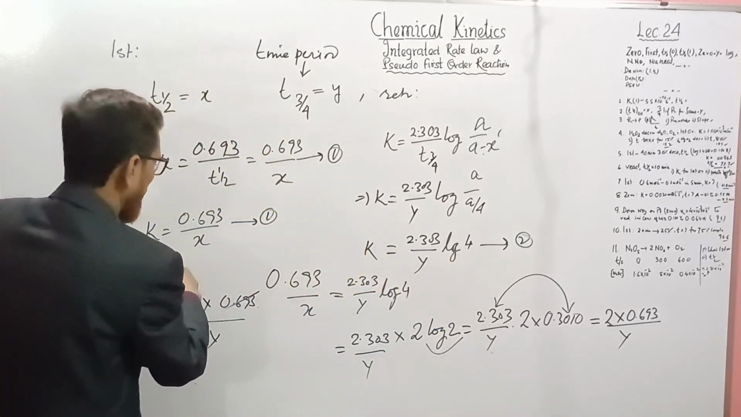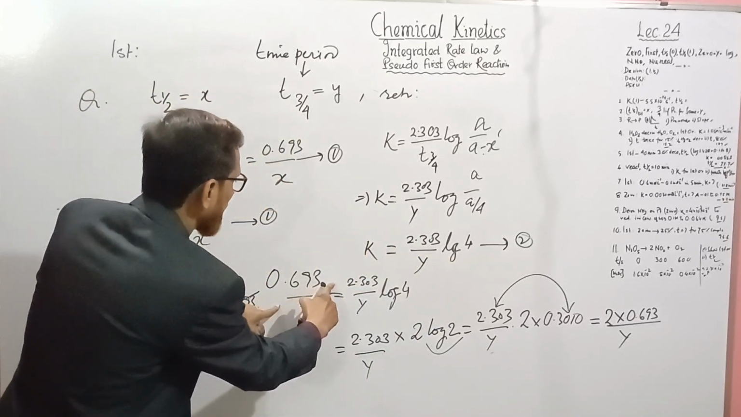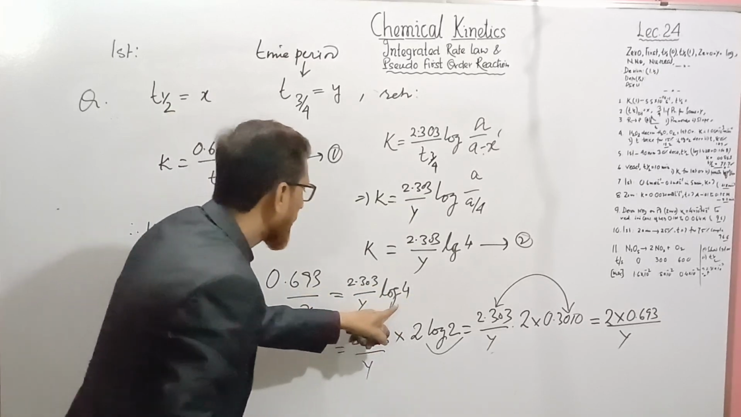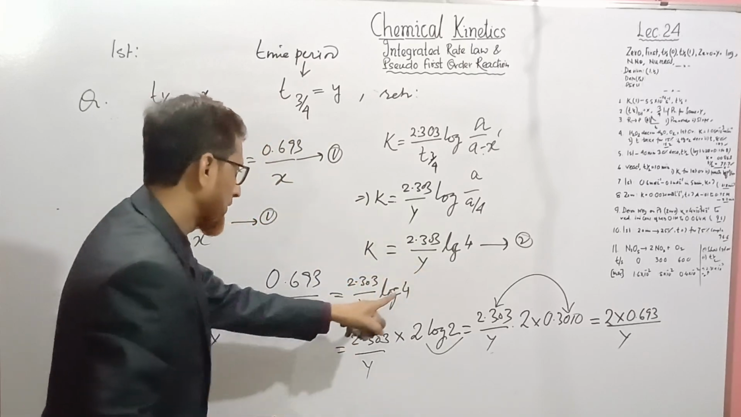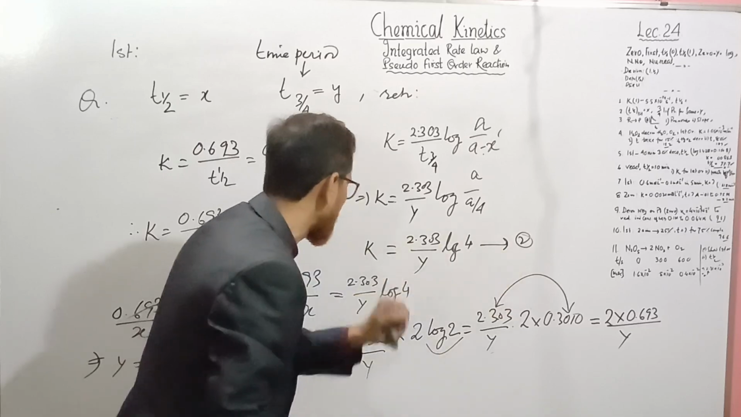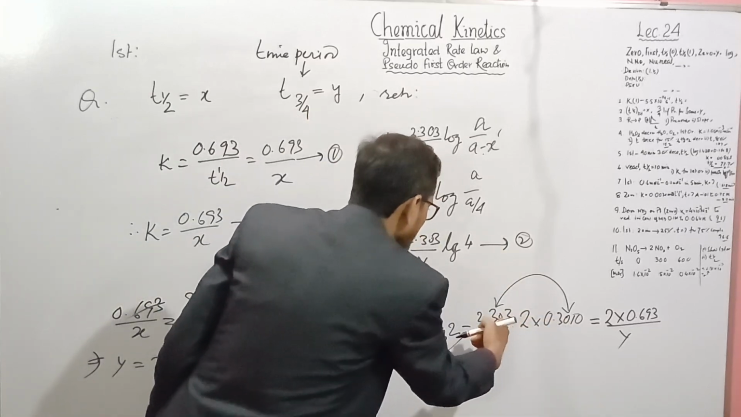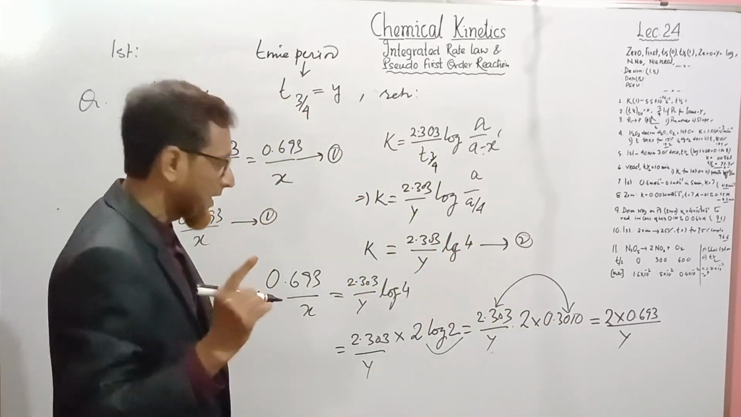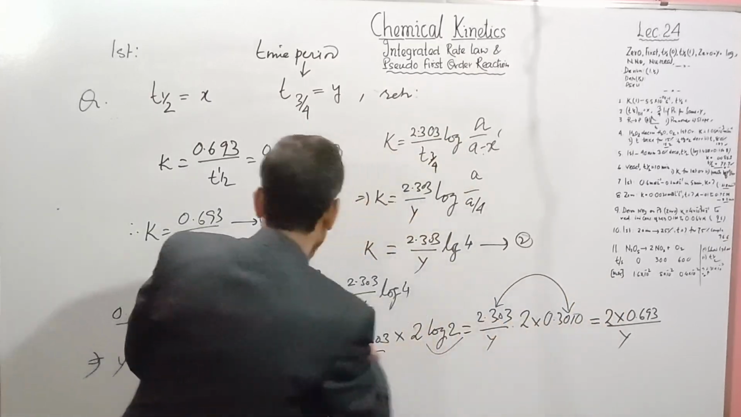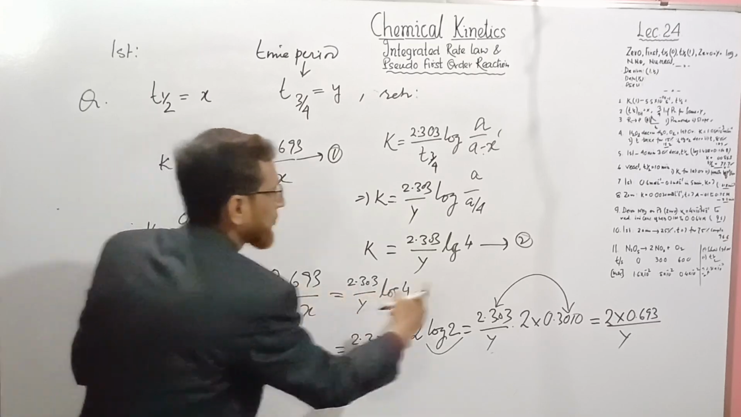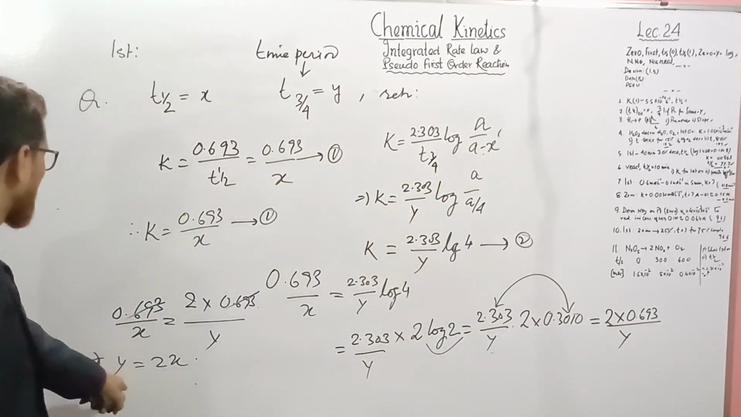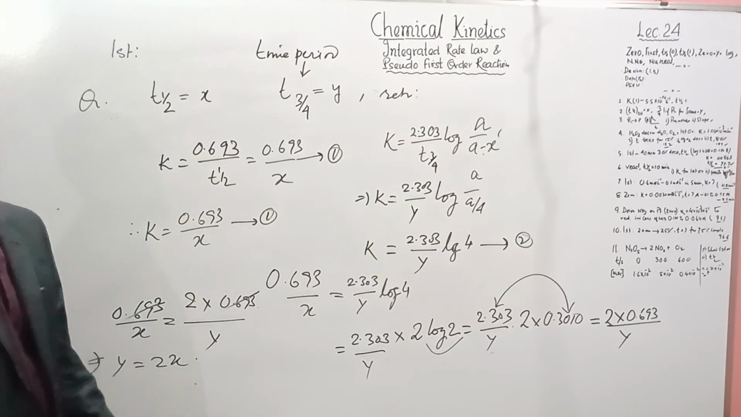So K cancels out. We got 0.693 divided by x is equal to 2.303 log 4 by y. And log 4 is equal to 2 log 2. It is 2 square, and here it comes as coefficient 2 log 2. Log 2 equal to 0.3010, and this is 0.693. Am I right? So we are getting 2 into 0.693. So this part and this part are equated, this into this cancels out. So we get 1 by x is equal to 2 by y. That gives you y is equal to twice x.